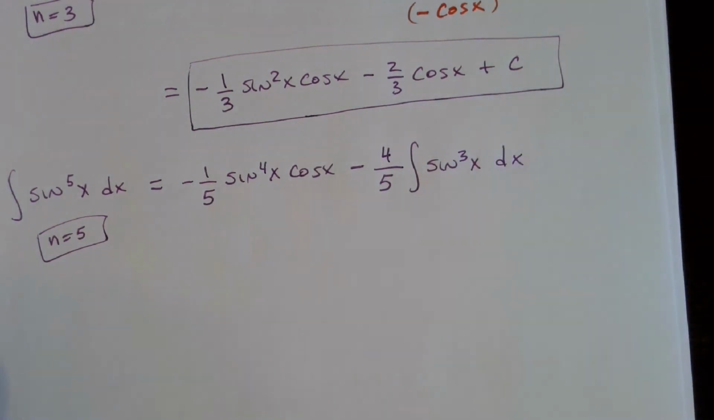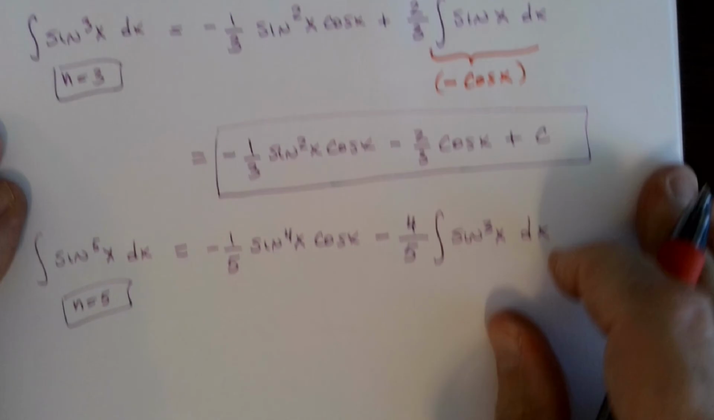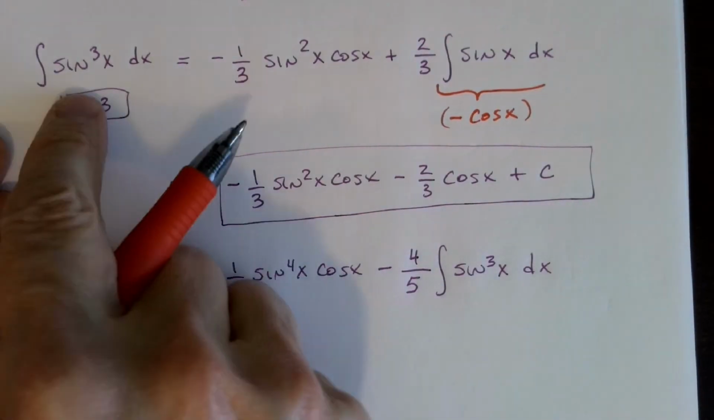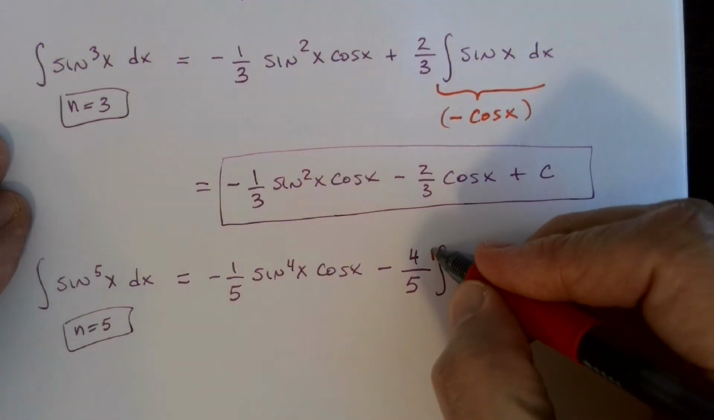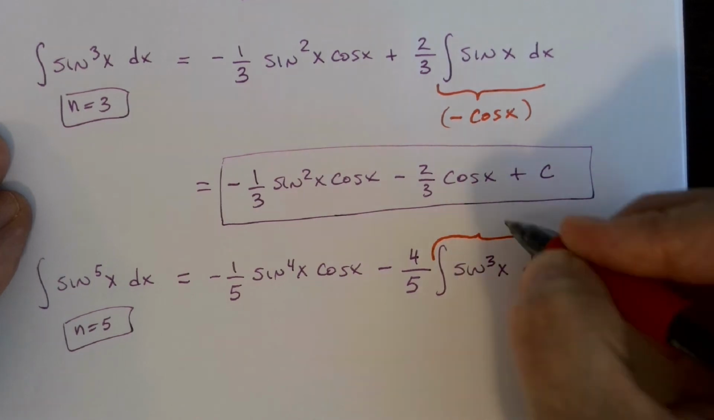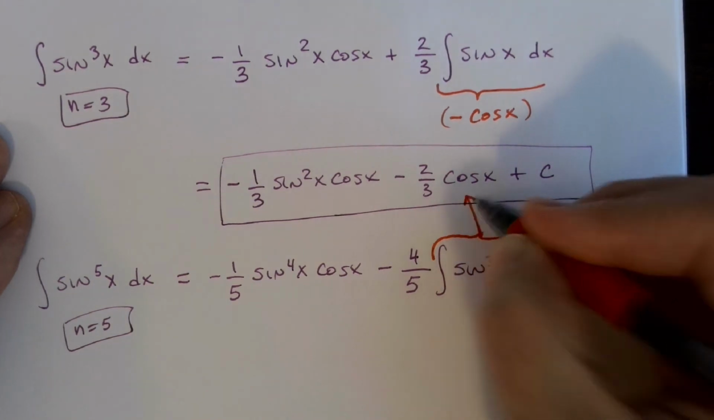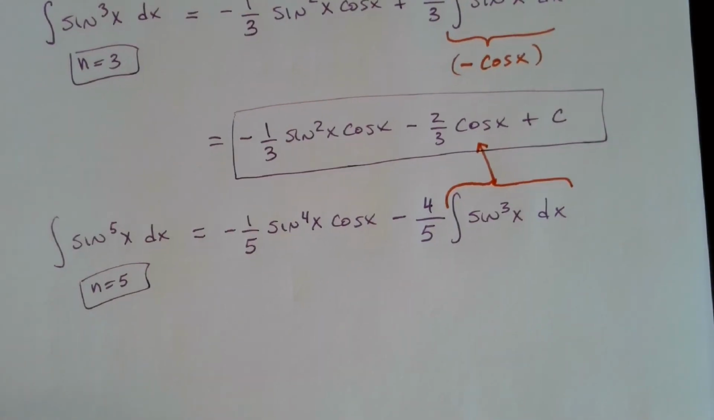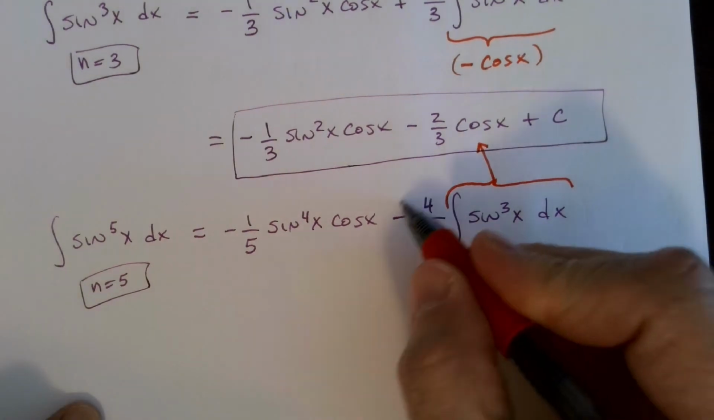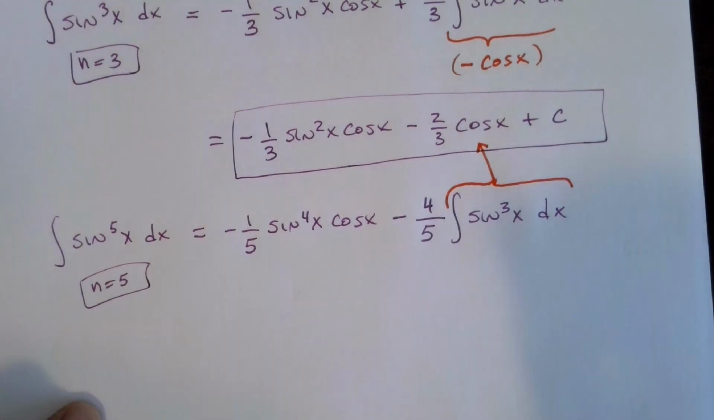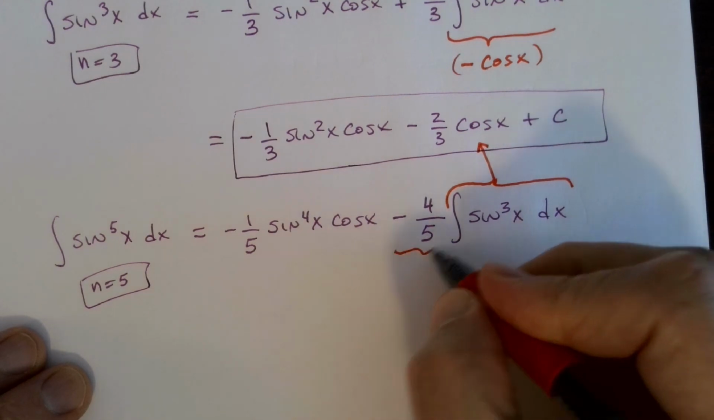Now, what about the integral of sine cubed x dx? Well, we just found that one, right? That's up here. So what I just need to do is take this and replace it with that. Now, you need to be careful here because I'm distributing through a negative 4/5. So you have to distribute that through.